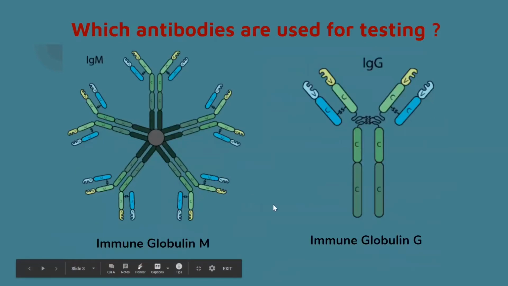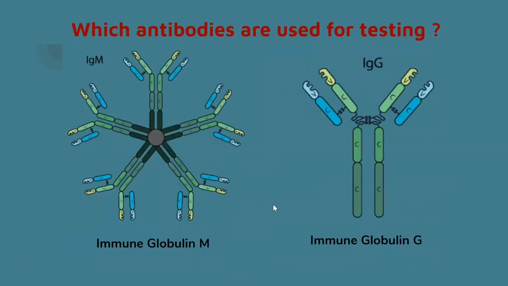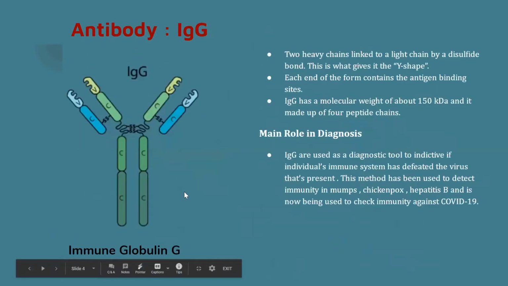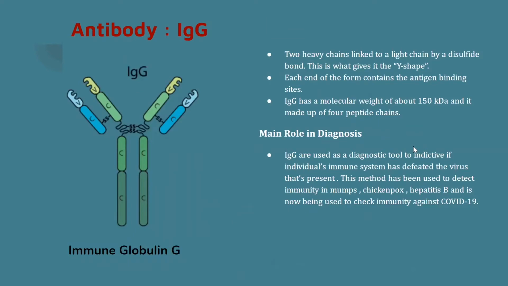The antibodies used for the testing are immunoglobulin M and immunoglobulin G. The IgG has two heavy chains that are linked to a light chain by a disulfide bond. This is what gives it its Y shape. Each arm has an antigen binding site and it has a molecular weight of about 150 kilodaltons. This antibody has been used as a diagnostic tool for previous viruses such as mumps, chickenpox, hepatitis B, and it's now being checked for immunity against COVID-19.